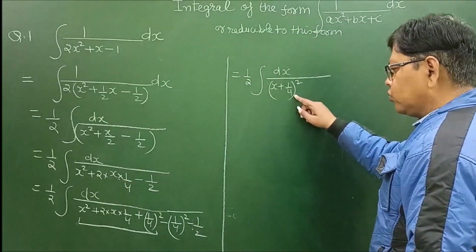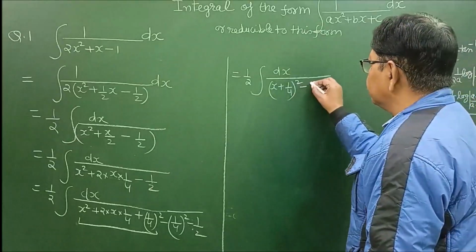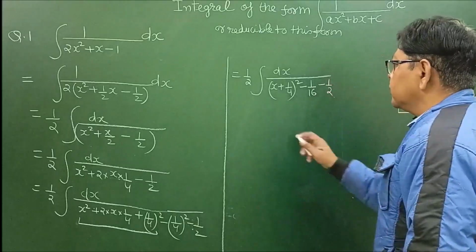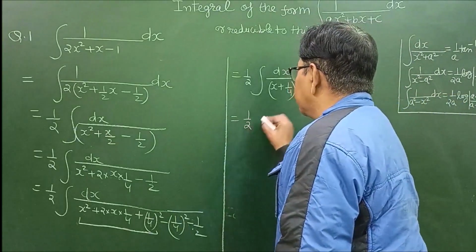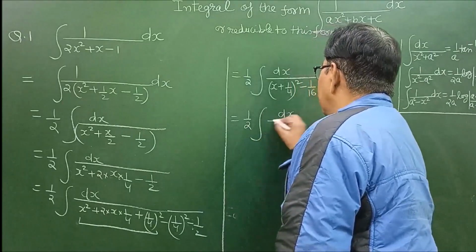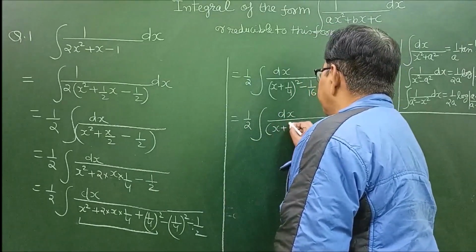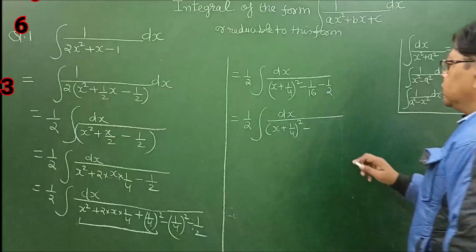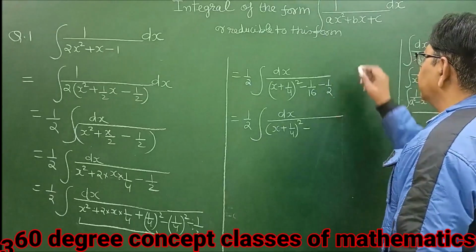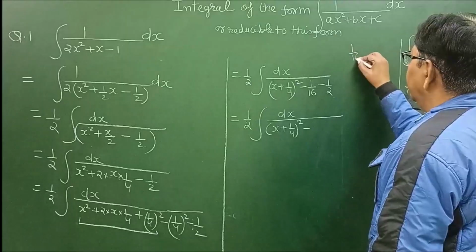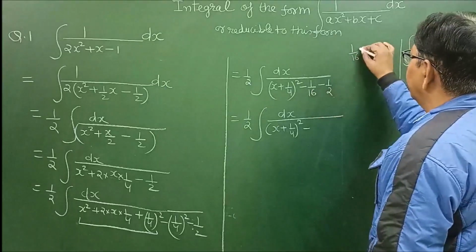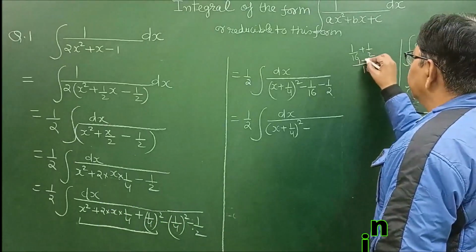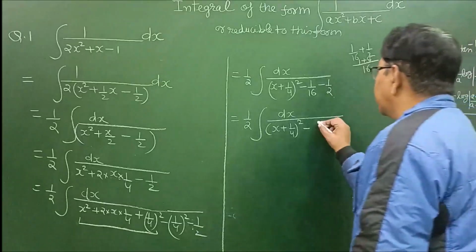Now this is the whole square of x plus 1 upon 4 minus 1 upon 16 minus 1 upon 2, which on further simplification is 1 by 2 integration dx upon x plus 1 upon 4 whole square minus, we can take 16 as the LCM, 1 by 16 and 1 by 2, same sign, so adding them, 1 by 16 plus 1 by 2, that is 1 plus 8, 9 upon 16, minus 9 upon 16.